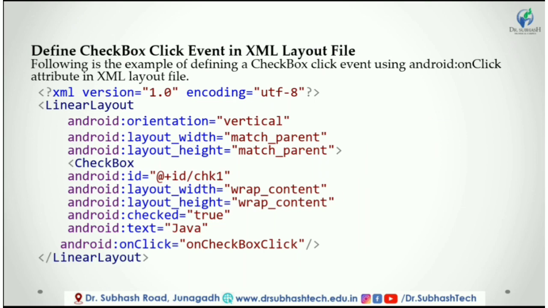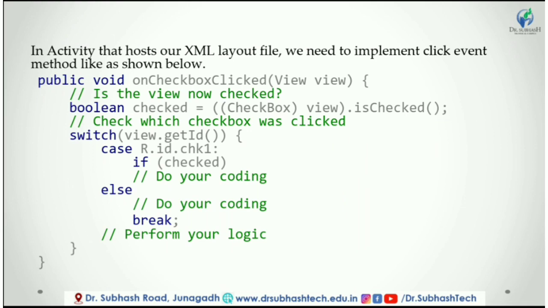We can define a click event handler for the button by adding the android:onClick attribute to the checkbox element in our XML layout file. The value of the android:onClick attribute must be the name of the method which we need to call in response to a click event, and the activity file hosting the XML layout must implement the corresponding method. Following is an example of defining a checkbox click event using the android:onClick attribute in the XML layout file. In the activity that hosts our XML layout file, we need to implement the click event method as shown below.